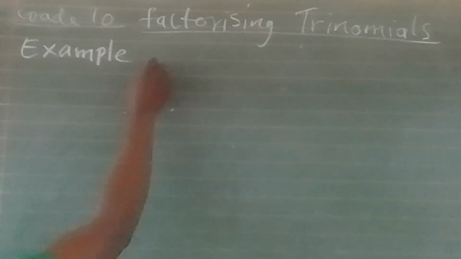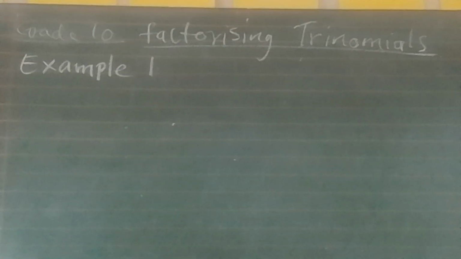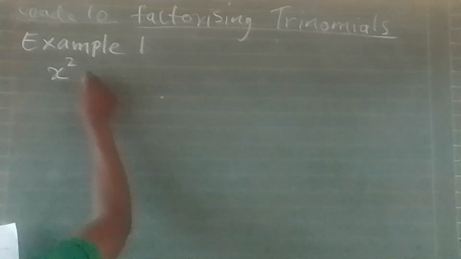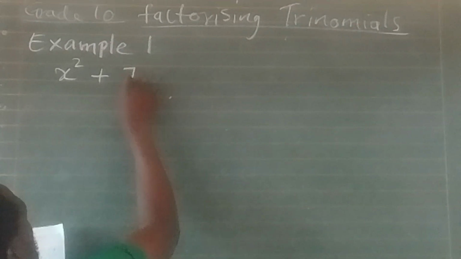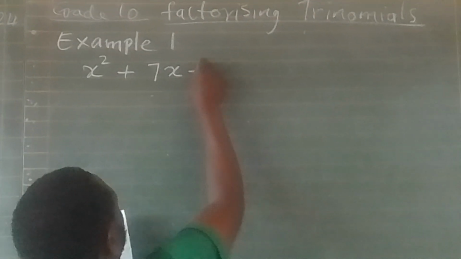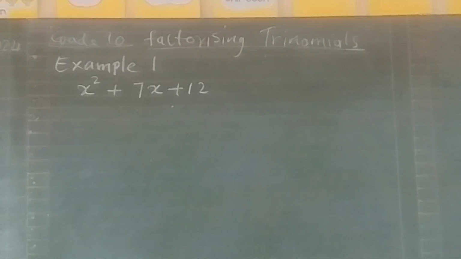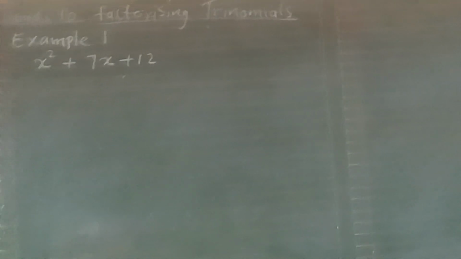Right. Here we say factorizing. Here we are factorizing the trinomials. Here is the first example. The first example says x squared plus 7x plus 12. To introduce this trinomial factorization, you are going to start with a constant.